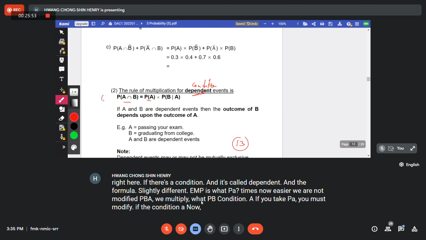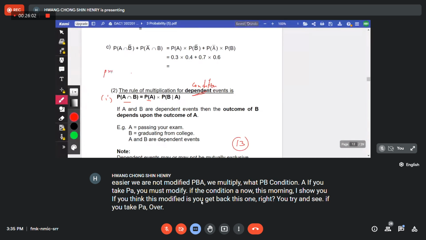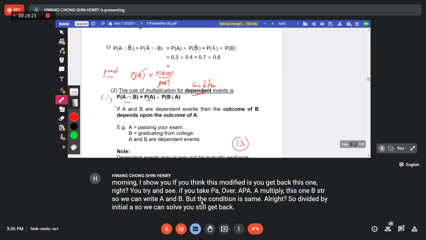Now this morning I showed you, you take this, multiply this, you will get back this one, right? You try and see. You take P(A), multiply this one, B given A, so you can write A and B, but the condition is A. So divide by P(A), you cancel off, you still get back P(A and B).